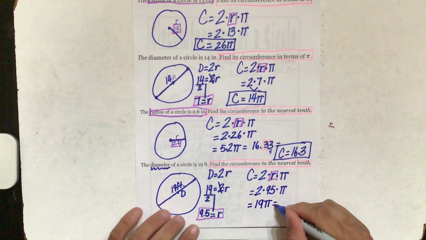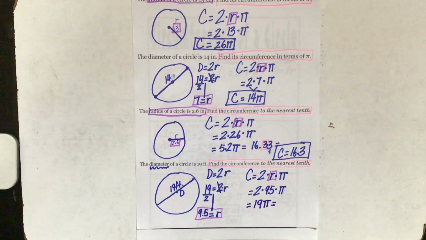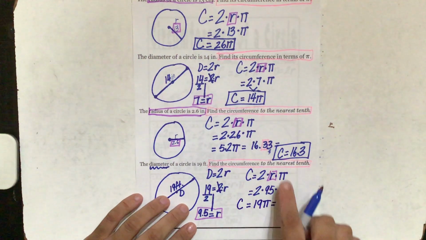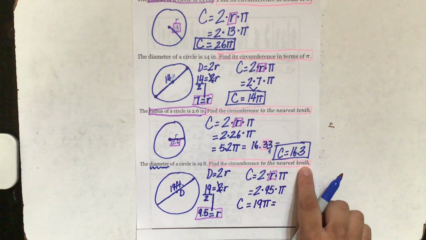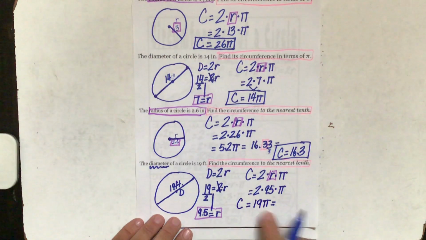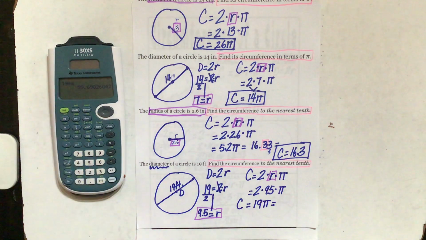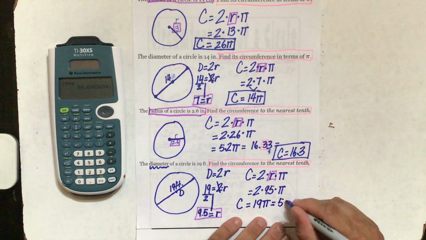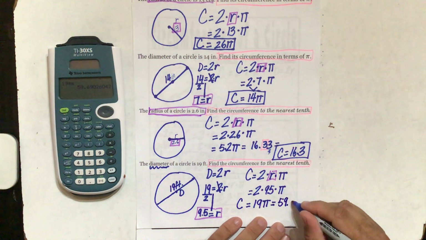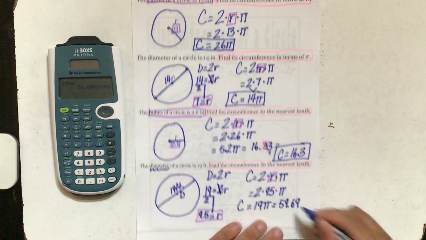And I need to find the nearest 10th place. So I can't leave it in pi. I have to multiply 19 times pi. So I say 19 times pi is equal to 59.69.